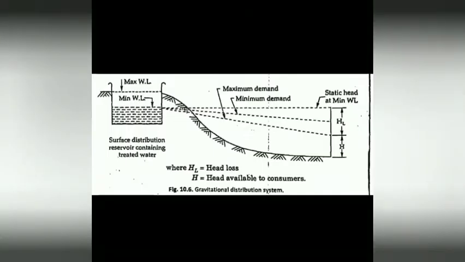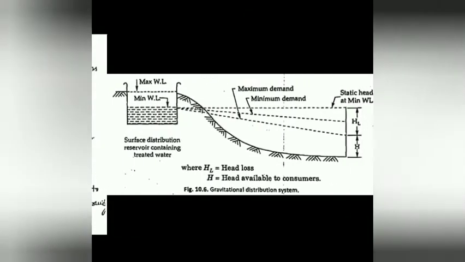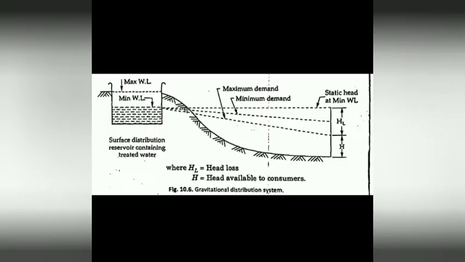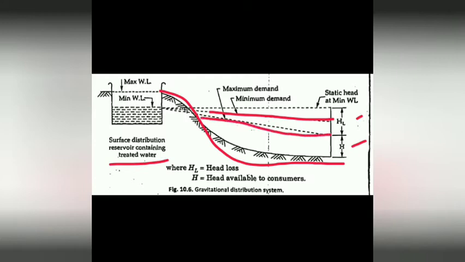Here in this figure, we can see the gravitational distribution system. It consists of a surface distribution reservoir containing treated water, and then here we can see this is the way the ground level is, and HL is indicating the head loss and H is indicating the head available to the consumers. This is a static head or a minimum water level. So this is a minimum. During the minimum demand, it will be meeting out like this, and during the maximum demand, it is coming out like this. This is the head that is available.